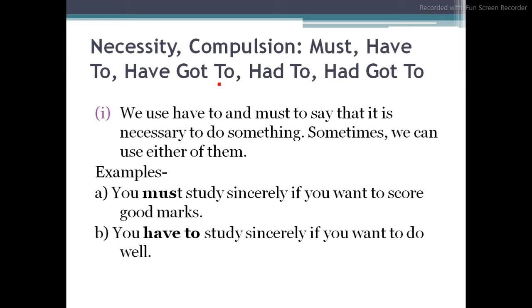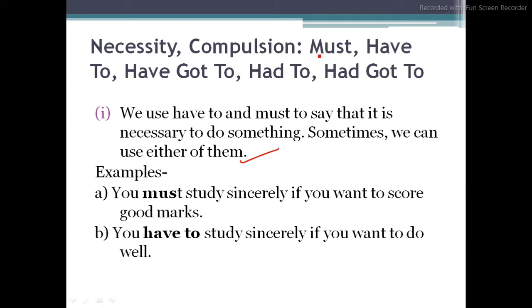Moving on with the other modals of necessity and compulsion: must, have to, have got to, had to, and had got to. These are the modals which are used for necessity or compulsion. Now let us see where they are used. We use have to and must to say it is necessary to do something. Sometimes we can use either of them.